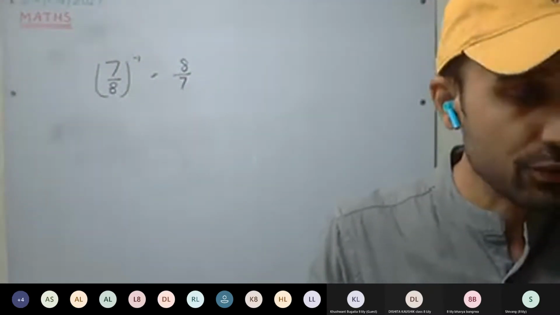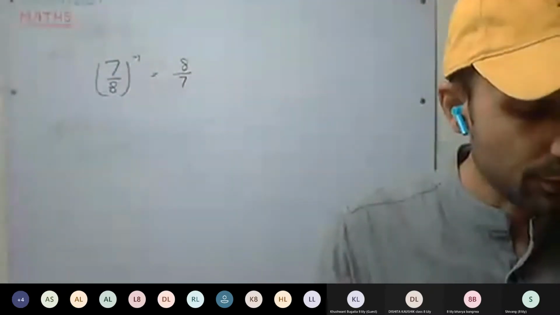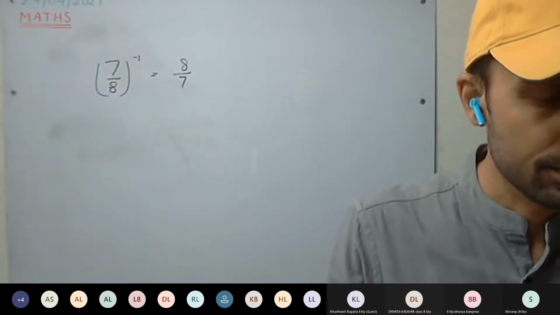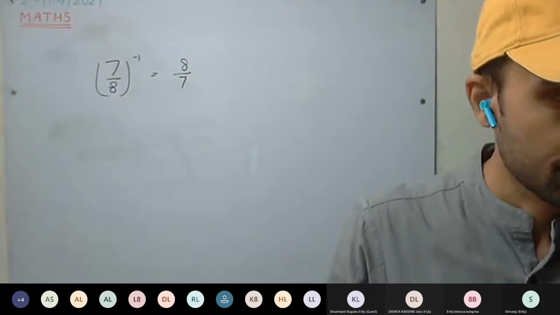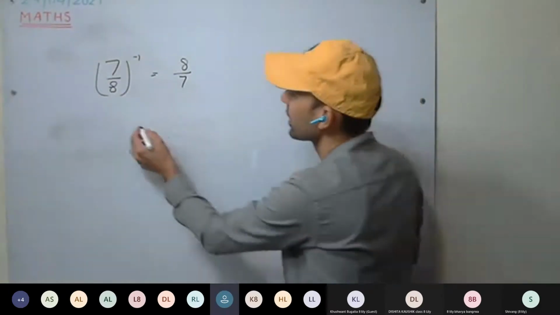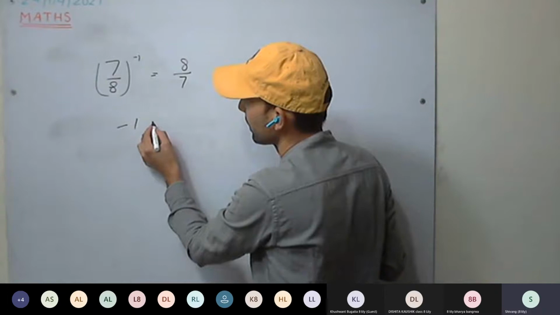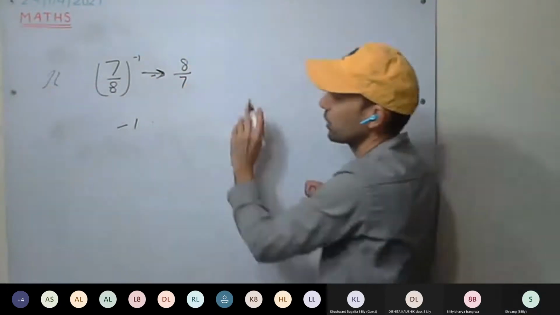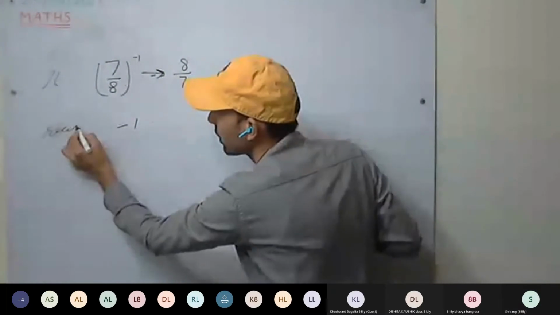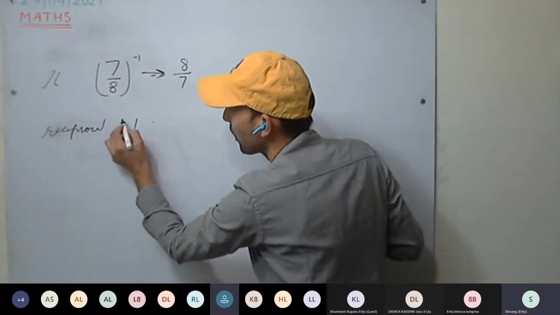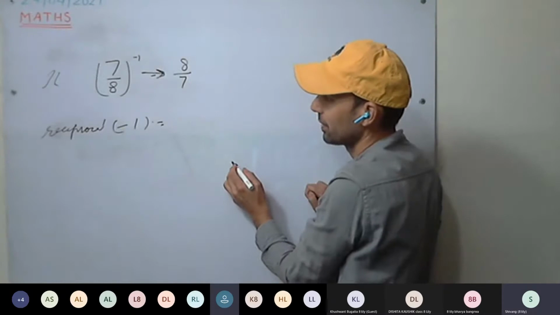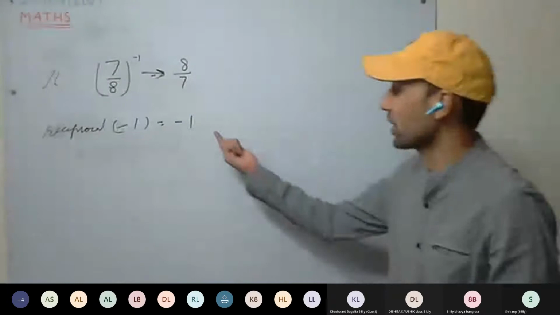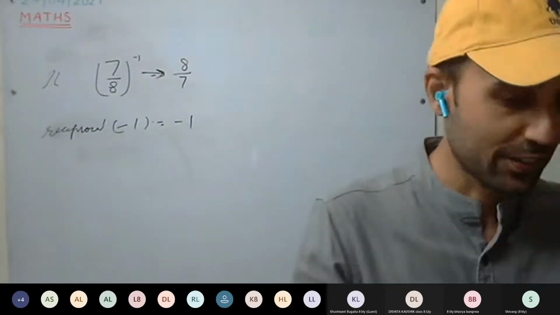Reciprocal of -1 is? Abhinav? The reciprocal of 1 is 1. Here you have to write not equal to; it is the reciprocal. The reciprocal of this one is equal to 8 upon 7. Reciprocal of -1, it will be? -1 only, because 1 upon -1 is the same as -1. It is -1 only. Okay, good.